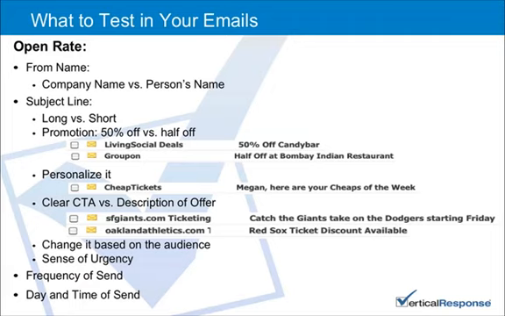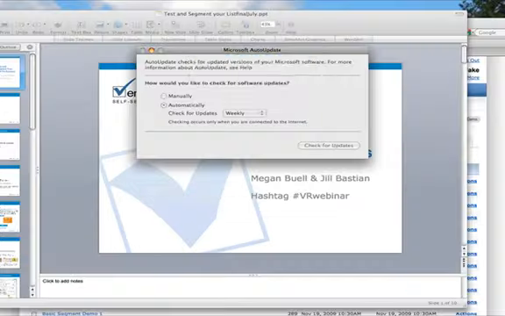You can also test how you say your promotion within your subject line. You'll see here I have an example of Living Social Deals and Groupon, which are kind of two similar ideas or types of company. Living Social Deals uses 50% off candy bar. Groupon uses half off at Bombay Indian restaurant. So, just depends on what works for them. But this is something definitely to test.